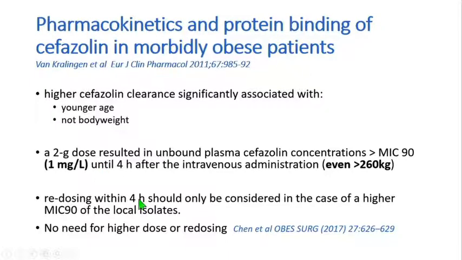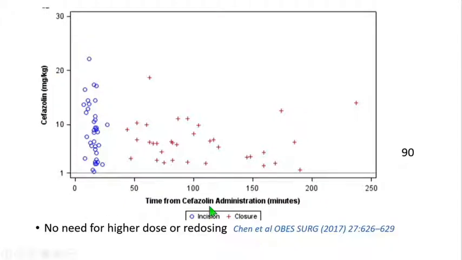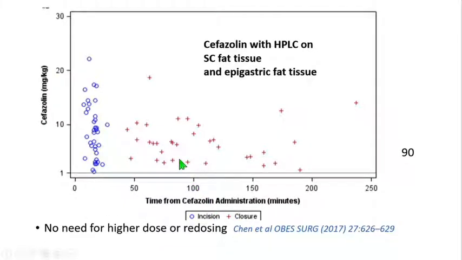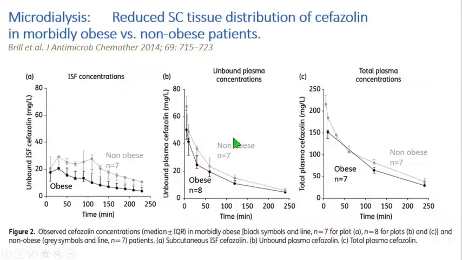Redosing should maybe be considered after 4 hours of surgery, although a recent publication by Chen clearly identified the fact that 2 grams, using high-pressure liquid chromatography from the fat tissue and the epigastric fat tissue, showed that even after 200 minutes, the concentration inside the tissue is still high enough.